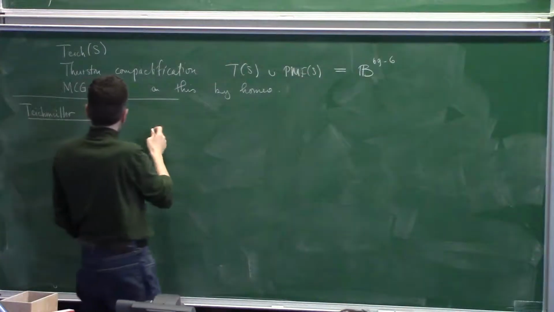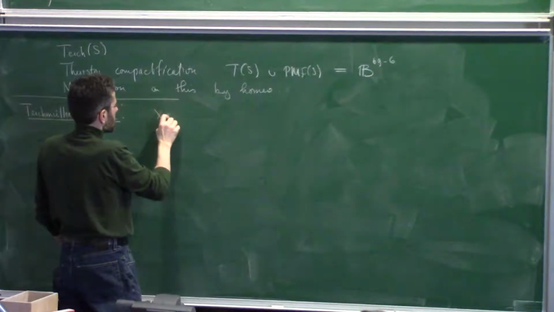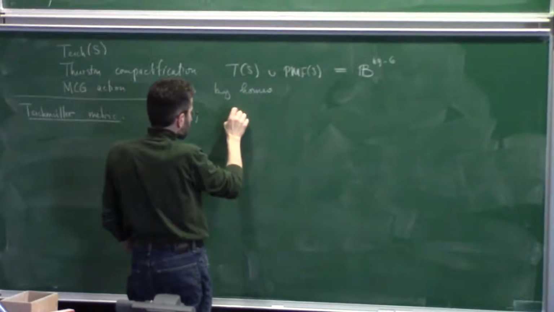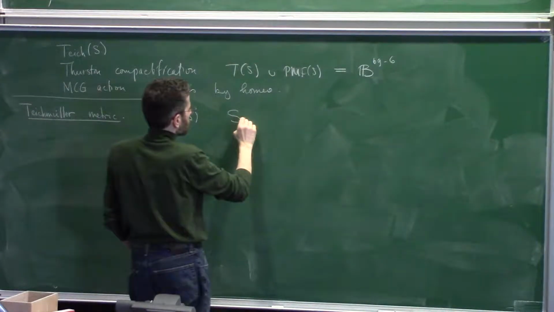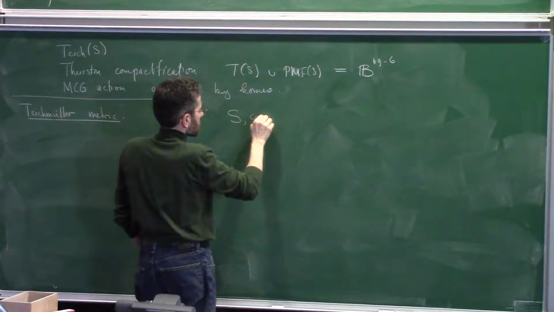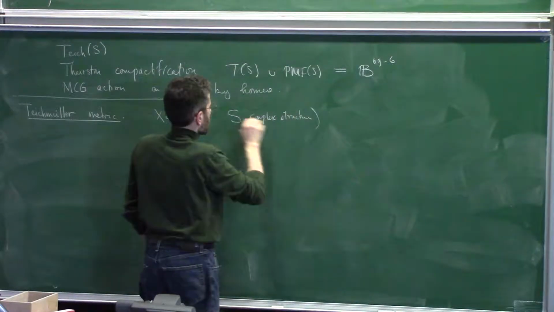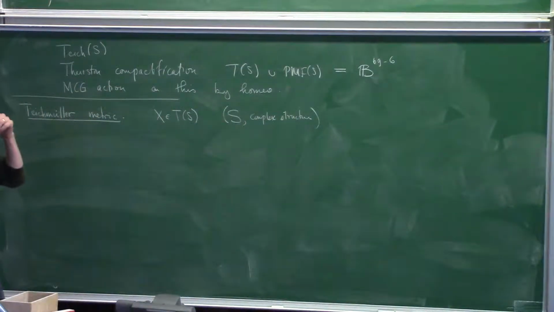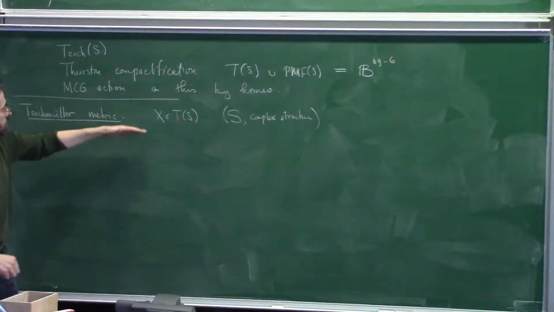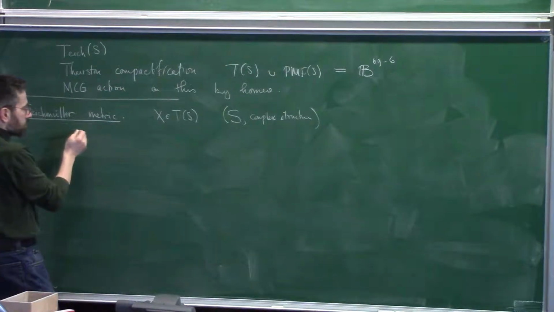So if X is a point in the Teichmüller space, you should think of that as the surface S that we started with, equipped with, for the moment, a complex structure. And then if you have two such points, you can ask what their difference is, their distance in this sense, and it's the following.